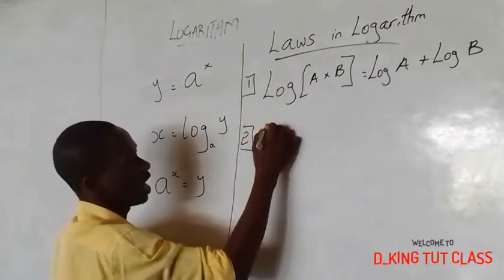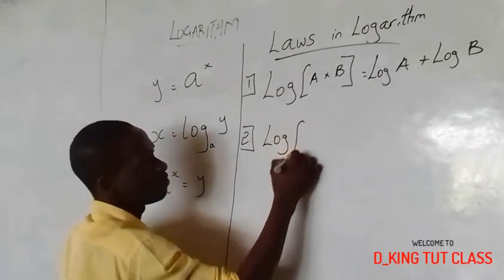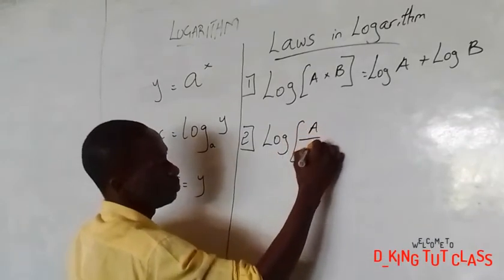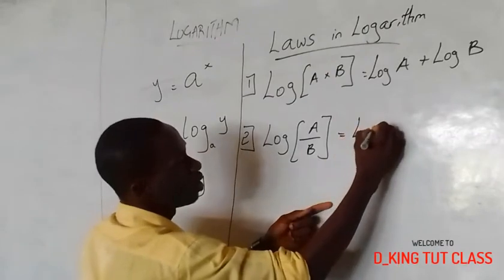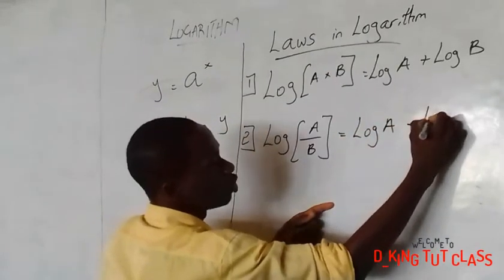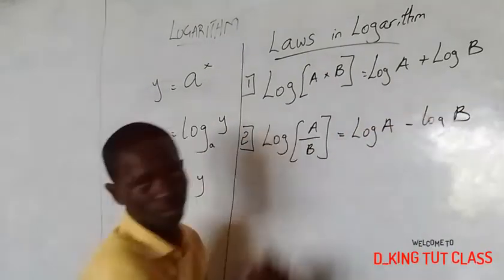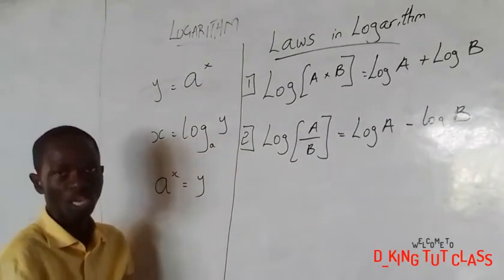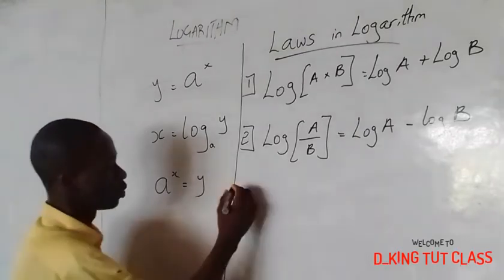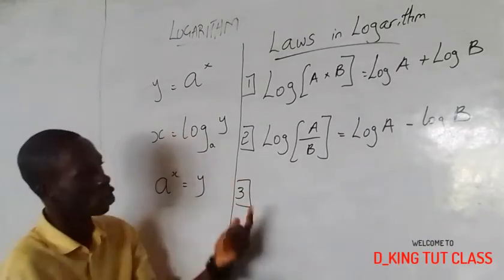Now the second one is when you have a division sign. That is when you have a divided by b. When you have something of this form, you can write it in this way. It becomes log a minus log b. You get that? Yes, as simple as that. So we're looking at some of these little principles that will help us in solving questions when we get to the examples. Alright, so let's look at the third law.